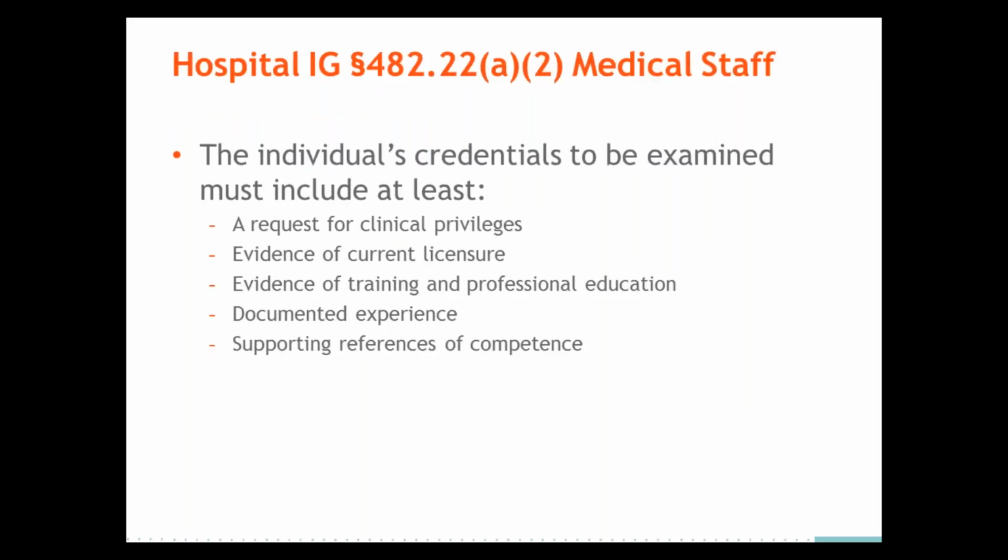There are also some requirements for identification and review of credentials, and this includes that they have to have a request for clinical privileges. Usually that's our privilege form that they fill out, and that there's evidence that they are currently licensed. When they talk about current licensure, they do not mean that you have to verify a license in every state in which the person has ever had a license. What they mean is that they have current licensure to provide services in your state, where they're providing services to your patients. You have to have evidence of their training and professional education, their documented experience, and supporting references of competence.